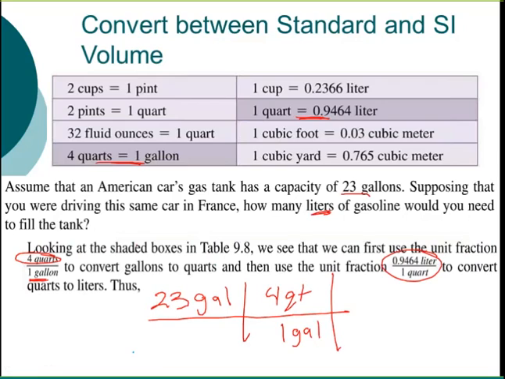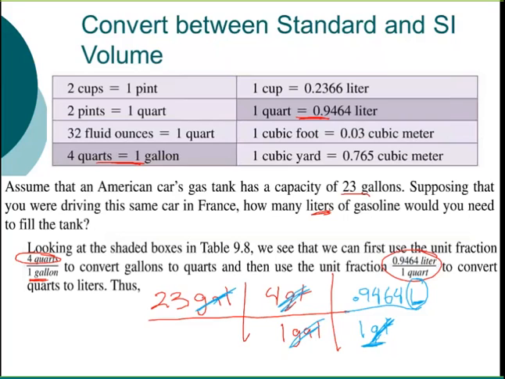So we multiply that by 0.9464 liters. I'll say big L. And then you're dividing that by 1 quart, because 1 quart is the 0.9464 liters. So what happens is my gallons cancel, and then my quarts will cancel, and so all that's left over is numbers and liters. The numbers, when I multiply them, will tell me how many liters I have in total.